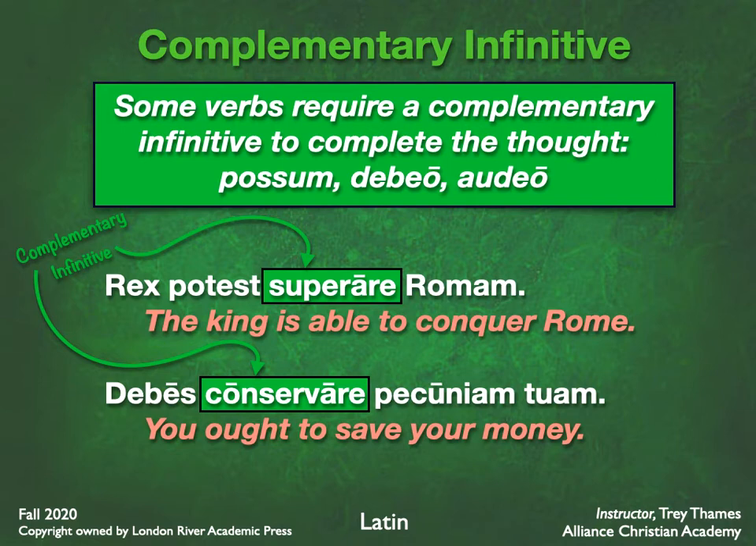And there's two quick examples. Rex potest superare Romam. The king, rex, is able, potest, to conquer, superare, Rome. The king is able to conquer Rome. The main verb is potest, but the superare is a complementary infinitive. Another example here, debes conservare pecuniam tuam. You ought to save your money. Conservare is the complementary infinitive. So if you need to practice that, please go ahead. If you want to take a break, now's a good time. Got a couple more minutes left. We're going to look at nouns next.